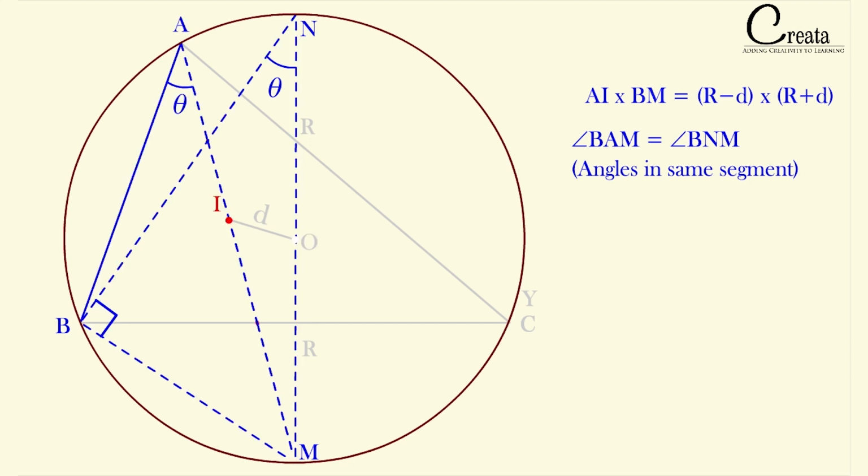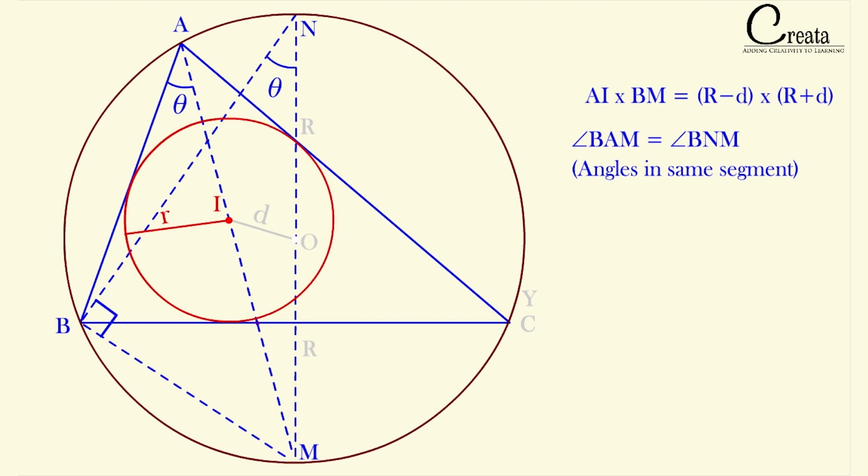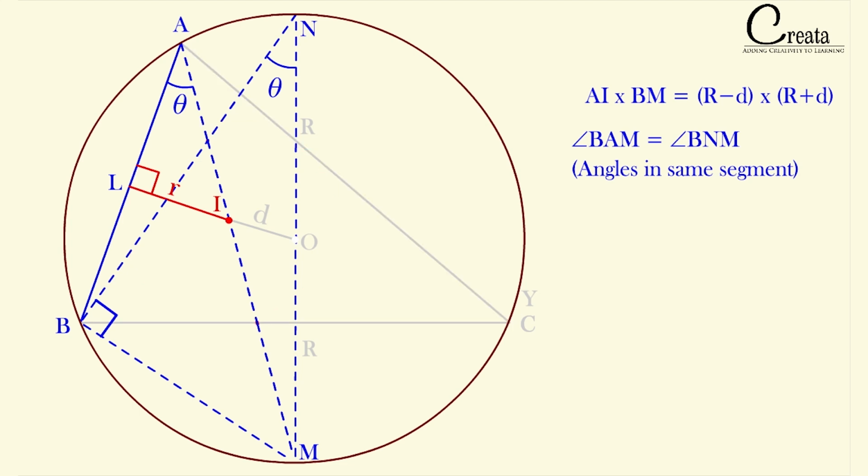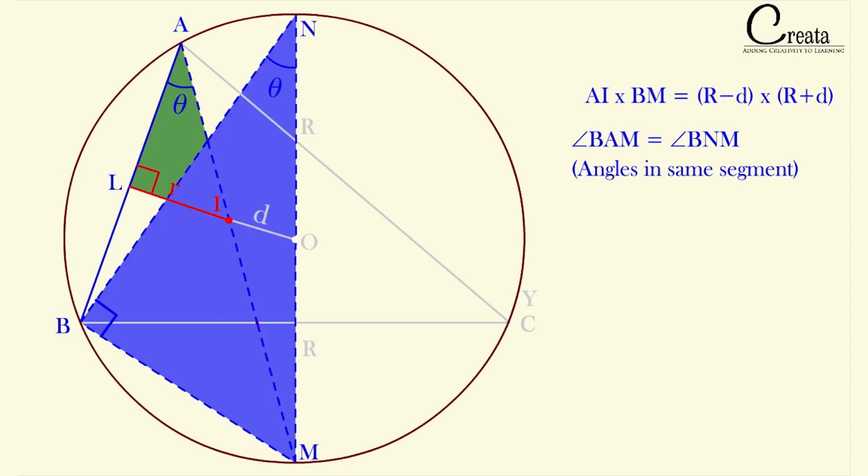Moving further, in the starting of the lecture, we have discussed the incircle and inradius. And we have also seen the radius of the incircle is perpendicular to the sides of the triangle. Let's give a name to this point as point L. So IL will be the inradius, that is small r. And this angle will be 90 degrees. Moving further, here if we observe the triangle ALI and the triangle NBM, can we say both of these triangles are similar to each other?